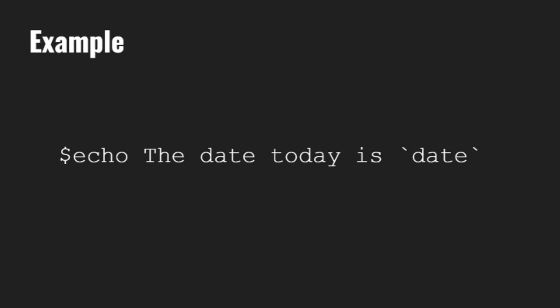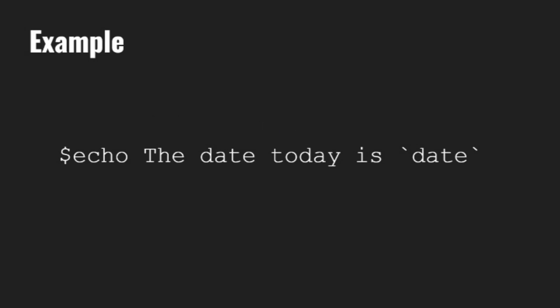To consider a simple example, suppose you want to echo today's date with an echo statement specifying the date today is followed by today's date. Using command substitution, you can do it simply by putting the date command in backticks. This expression acts as an argument to this echo. So first, the shell executes the enclosed command in backticks and puts the output in its place.